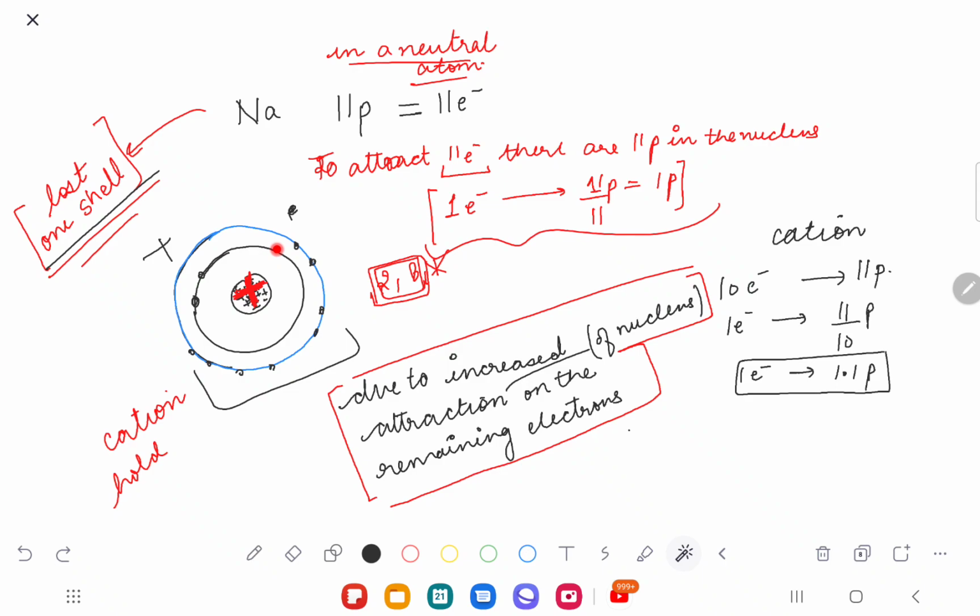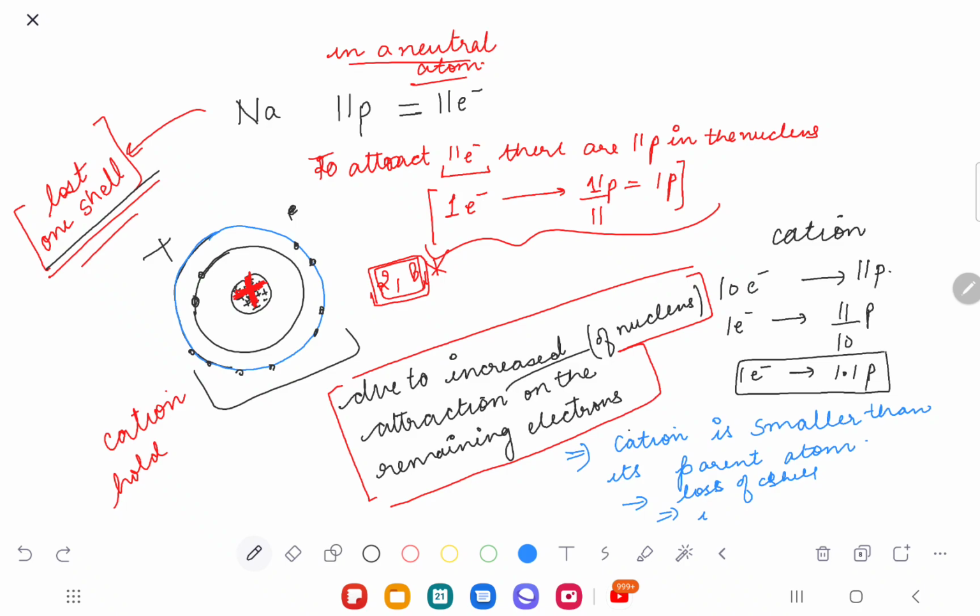Okay. Now understand. Very, very important point. So two things you have understood. The statement that they gave you is that the cation is smaller than its parent atom. This statement you will find in books. Cation is smaller than its parent atom. So will you be able to explain it now? There are two reasons: loss of shell, okay, and increased force of attraction on the remaining electrons. And you explain it by this method.